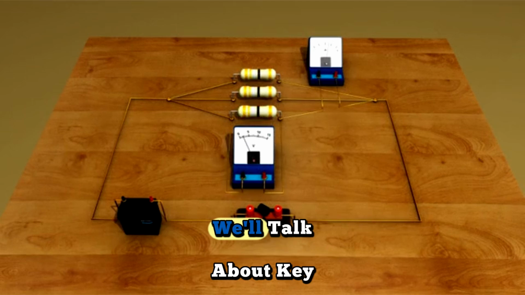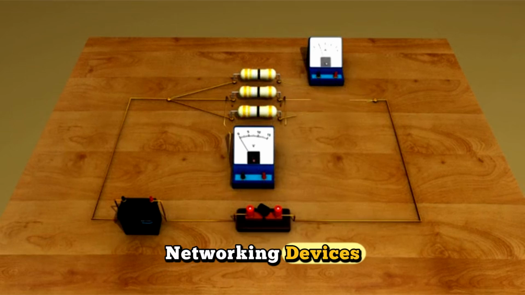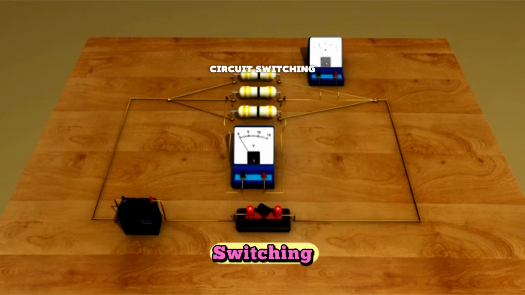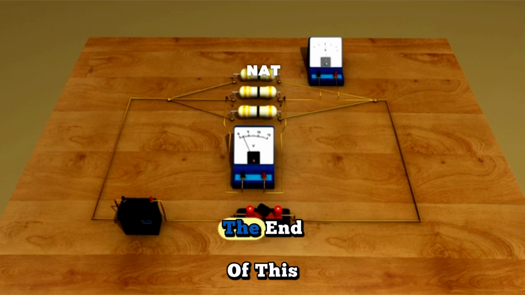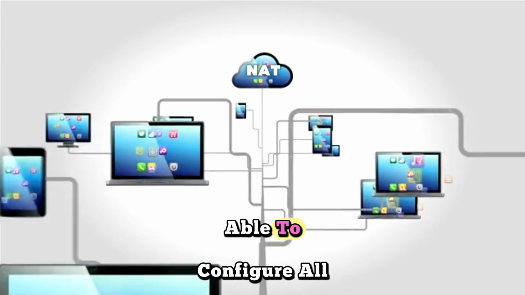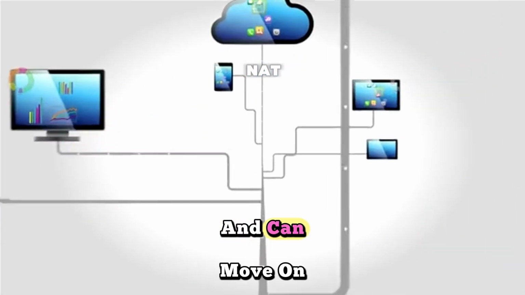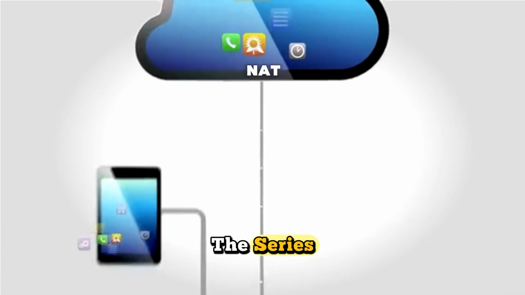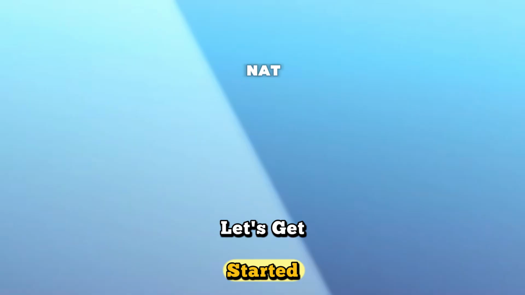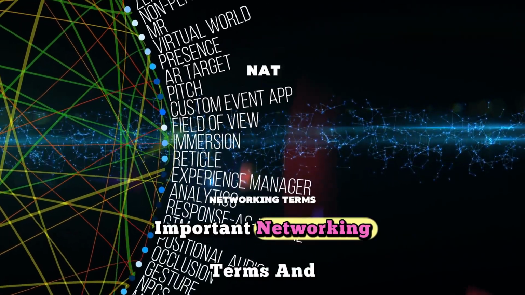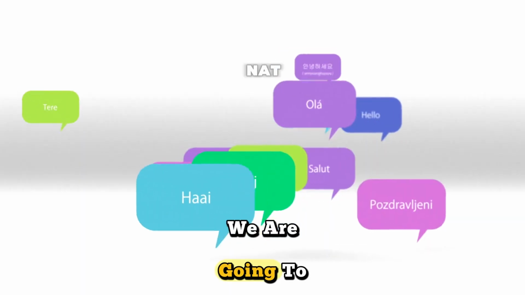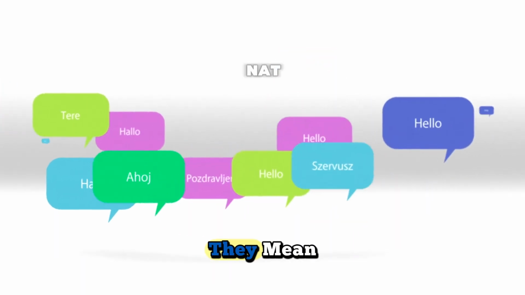In particular, we'll talk about key networking devices, packet switching versus circuit switching, and finally NAT and PAT. By the end of this module, you'll be able to configure all these concepts yourself and can move on to more exciting stuff later in the series. Let's get started. So here's a list of some important networking terms and technologies. We are going to go through them all and figure out what they mean.